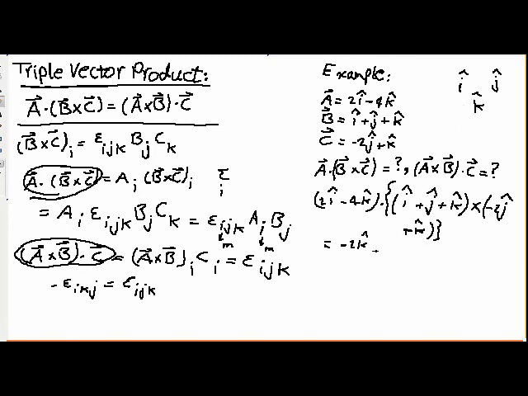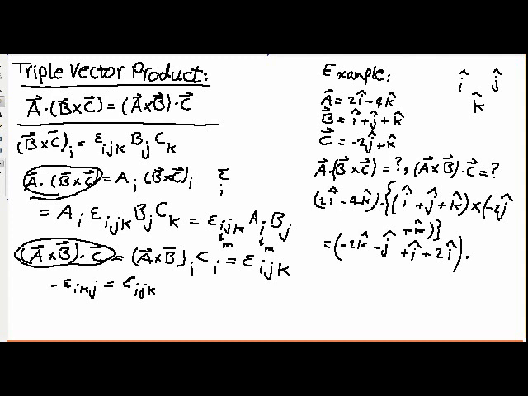Okay, and let's see, i hat cross k hat equals minus j hat, right? Minus j hat, and j hat cross j hat equals 0, j hat cross k hat equals i hat, k hat cross j hat equals minus i hat. I have minus here plus 2 i hat, and that's all, right? So I have 3 i hat.